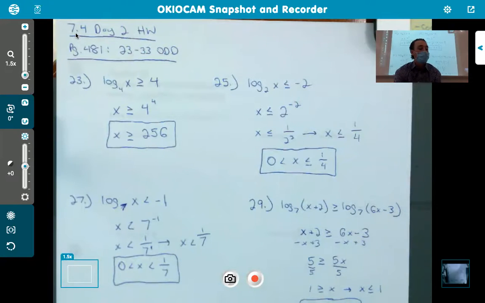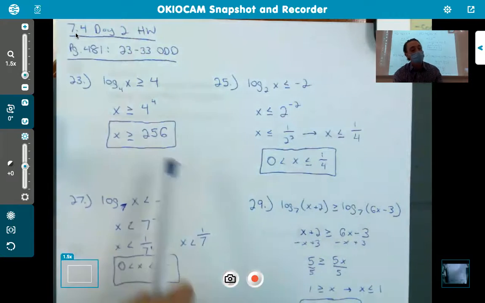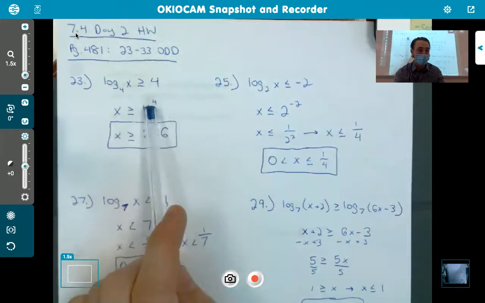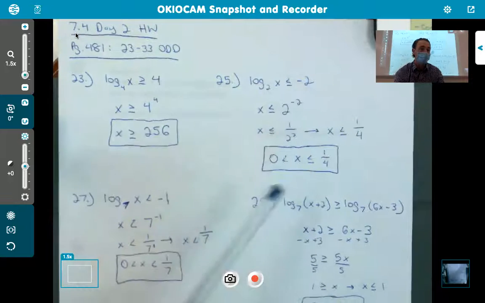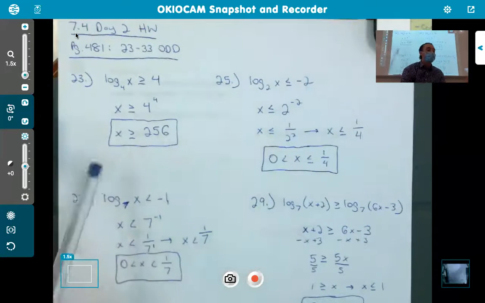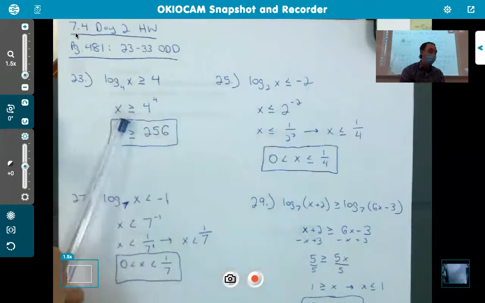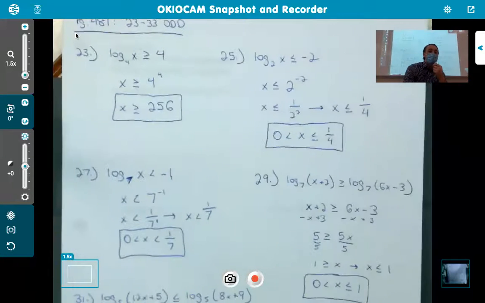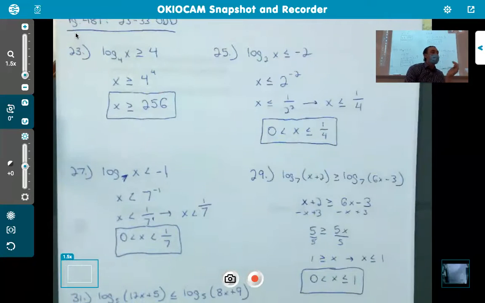All right. So in 23, 25, 27, what we do is we take that base, raise it to whatever this number is over here. So in this case, 4 to the fourth power, 2 to the negative 2, 7 to the negative 1. And all we have to do is make sure we have that variable over here and evaluate the right-hand side.